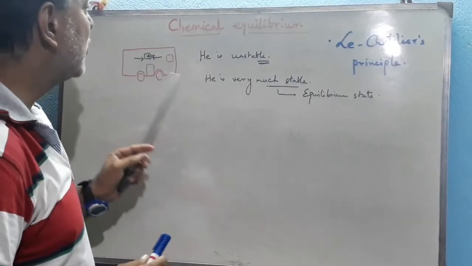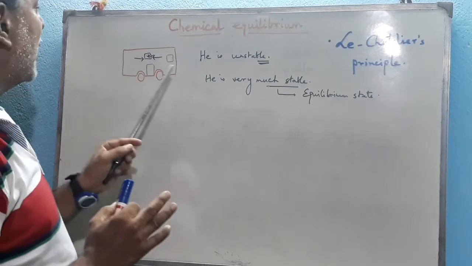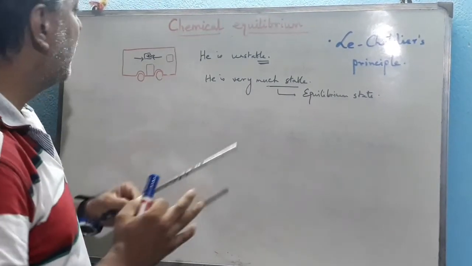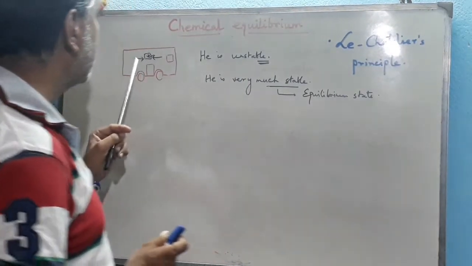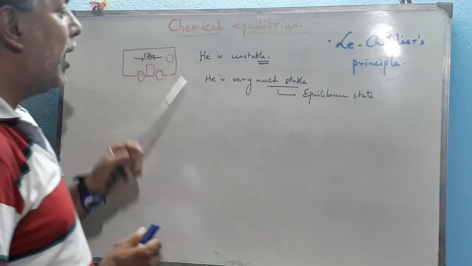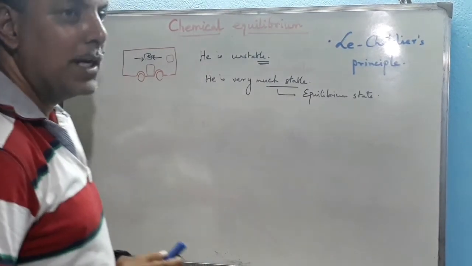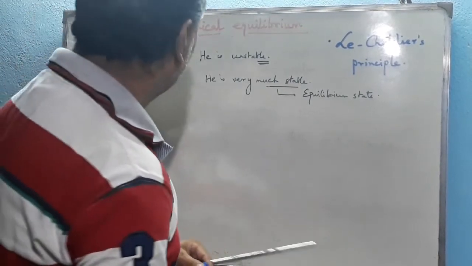Here suppose we can say that this person is the reactant and the product is like this, the journey is going on, and during this journey, whenever he reaches that particular space where he becomes very much stable, that state is called the equilibrium state of a chemical reaction. So equilibrium state is the most stable state of a chemical reaction.